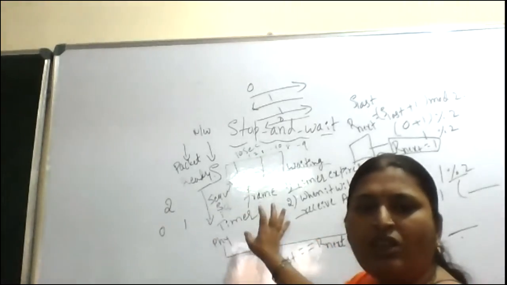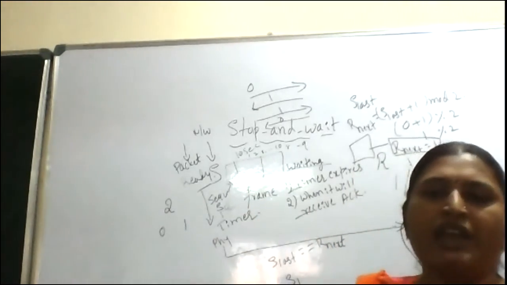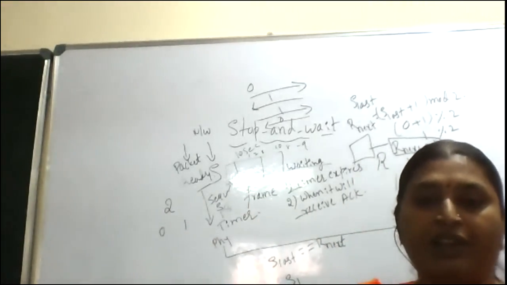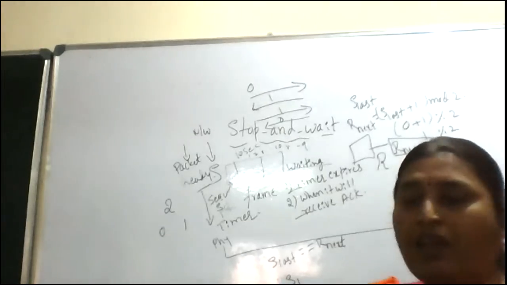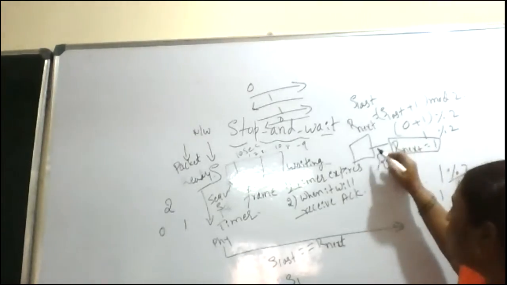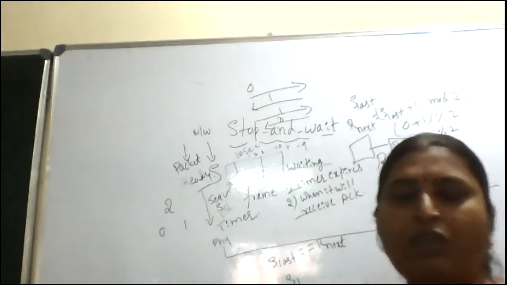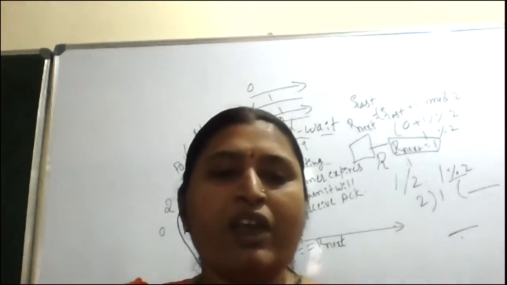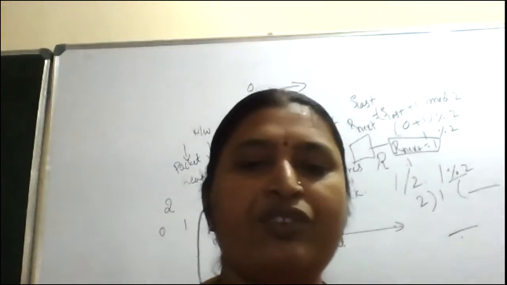So this is the work of the sending system or transmitter in the stop and wait protocol. And then what is the work of the receiver? The receiver will always be in a ready state to receive the packet.